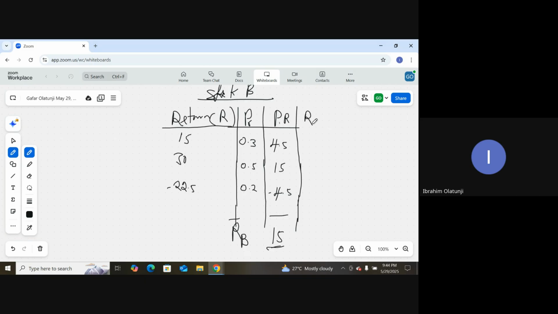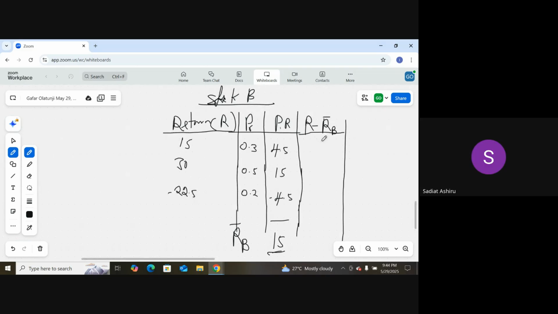Then we move to R minus R bar for security B. That is 15, 4.5 plus 15 plus minus 4.5 in this line. So what is R minus R bar? What are we going to get here? 0, 15.